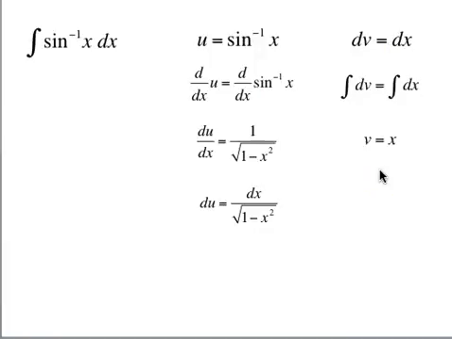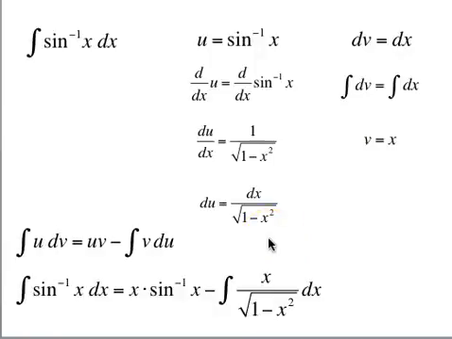equals x. We know our formula is the integral of u dv, arc sine of x dx, is uv, arc sine of x times x, minus the integral of v du, x dx over root 1 minus x squared. So how are we going to do that? uv, arc sine of x times x, I'm writing as x times arc sine of x just because it's a little nicer to look at. Minus the integral of v du, v times du, how about x divided by root 1 minus x squared dx.